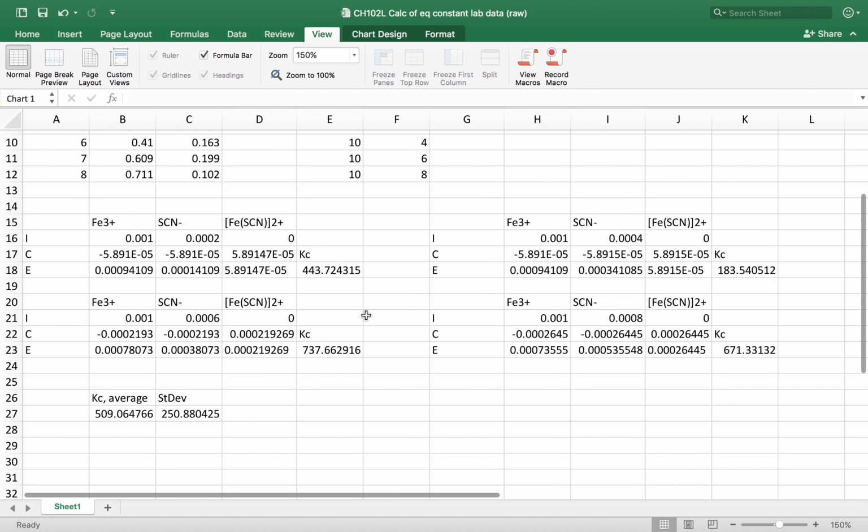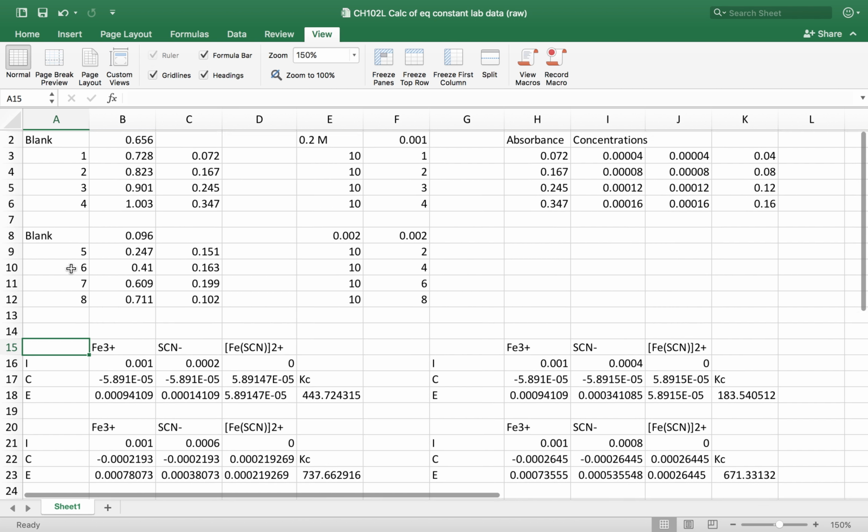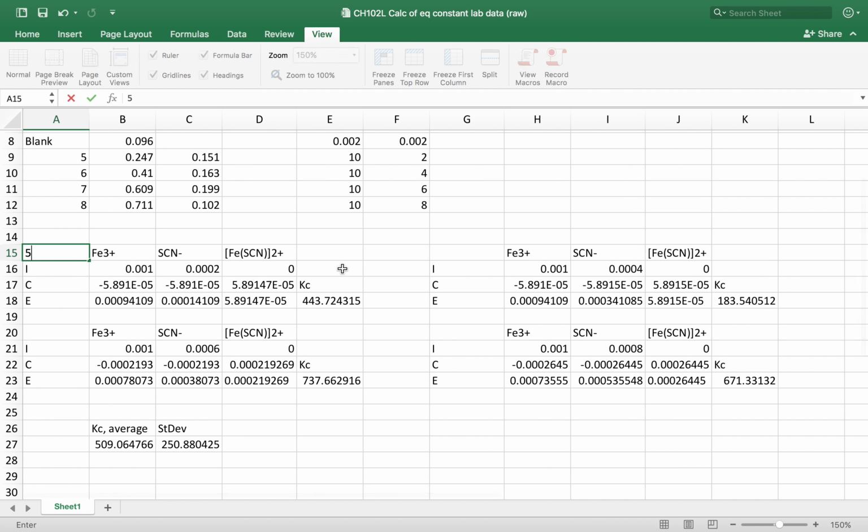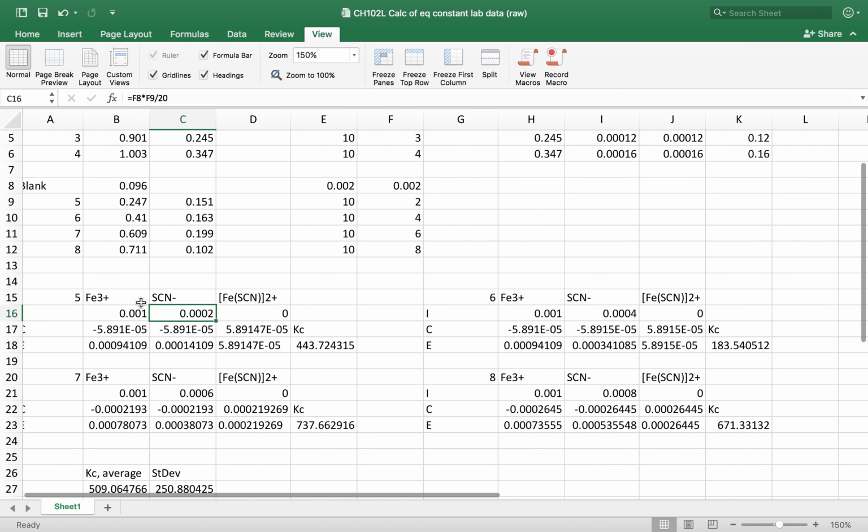So what I've done is I've set up 4 different ice boxes. Here's an ice box, here's an ice box, here's an ice box, here's an ice box. This is for the blank, well, we named it solution 5. This one is for solution 6. This one was for solution 7, and this one was for solution 8. Okay, and then I started with what my known concentrations were, from these numbers here.